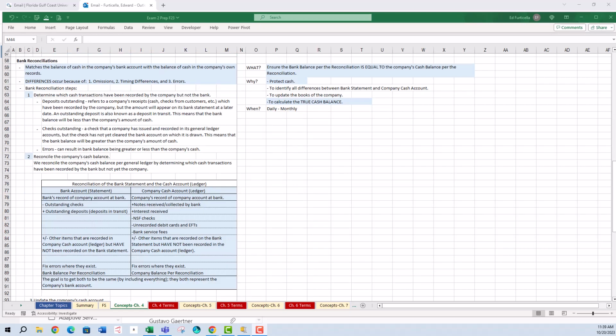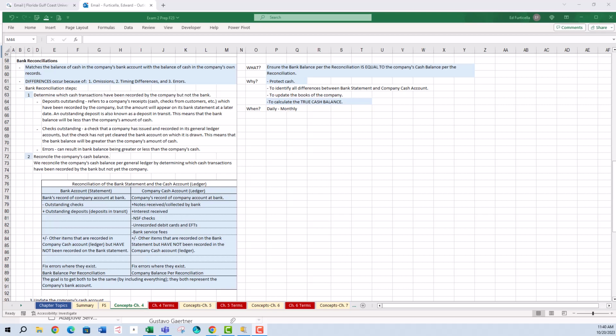The next key topic is bank reconciliations. Bank reconciliations serve two key purposes. One, they provide an internal control for the safeguard of a company's cash. Two, they allow the company to determine the true cash position that they have at any point in time.